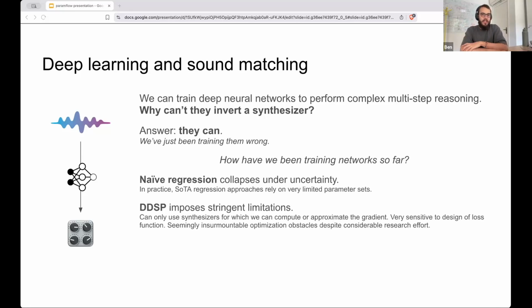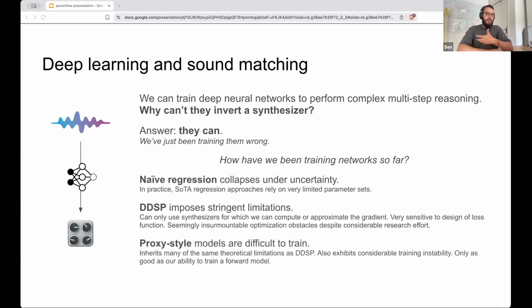We've been using DDSP, which is a very exciting development. It seems like we could specify our optimization task in terms of arbitrary audio distances. In practice, it's very fiddly. We're limited to things we can implement differentiably or where we can estimate the gradient. And there are all sorts of crazy optimization challenges that make this very difficult. The same kinds of issues affect proxy style models, which have been slightly less popular, but there have been a couple of works. These are also quite hard to train due to some instability.